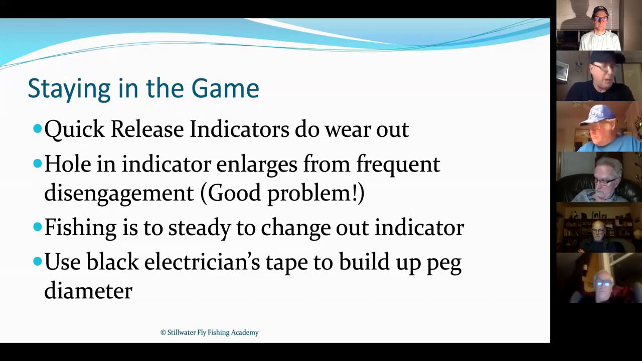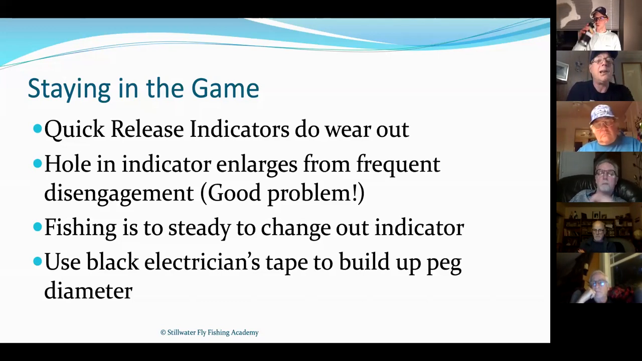So what you do is you take a short section of black electrician's tape and make a couple of wraps around the black peg. That enlarges the diameter of the peg, and now it fits snugly back in the indicator again. It's a temporary fix. It keeps you in the game. When the fishing slows or it's time to go home, then you're going to change that indicator out. But this is a short-term fix because the fishing's good, and who wants to be taking everything apart at that point in the game, right? You want to keep fishing.